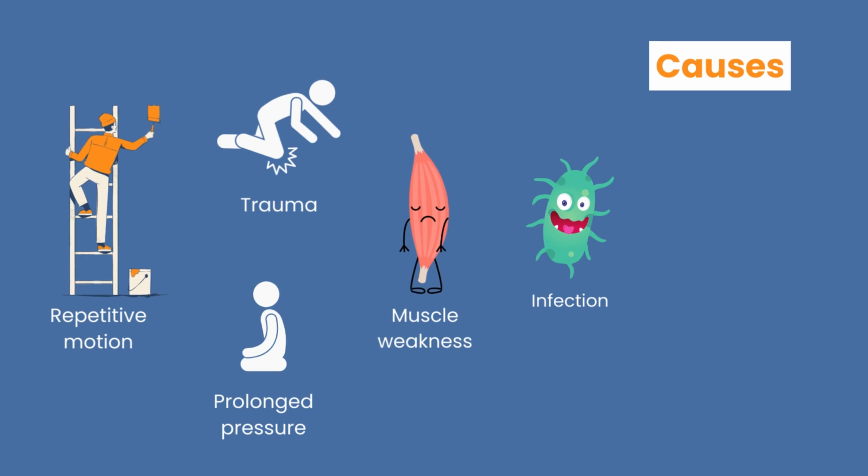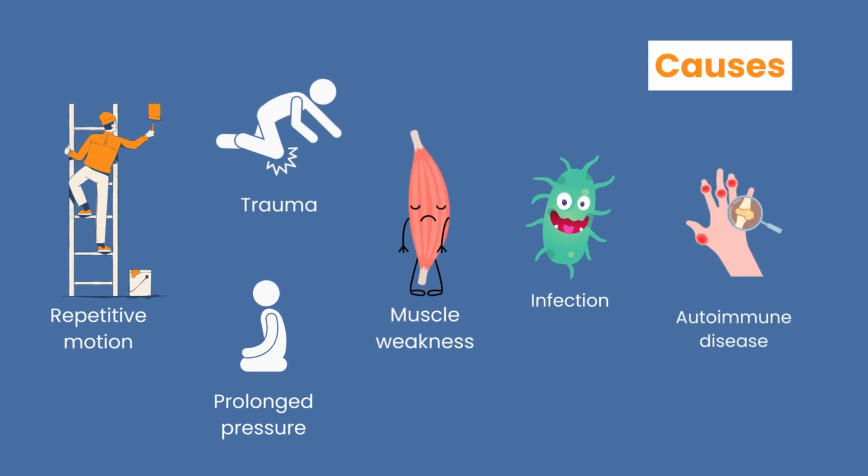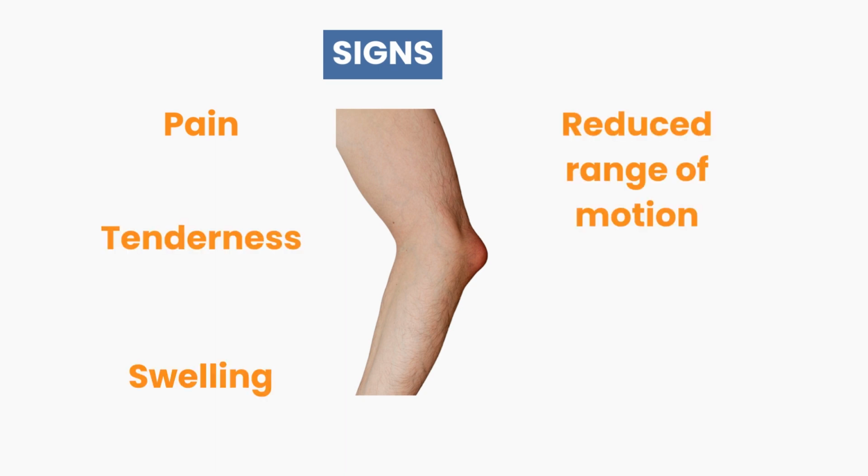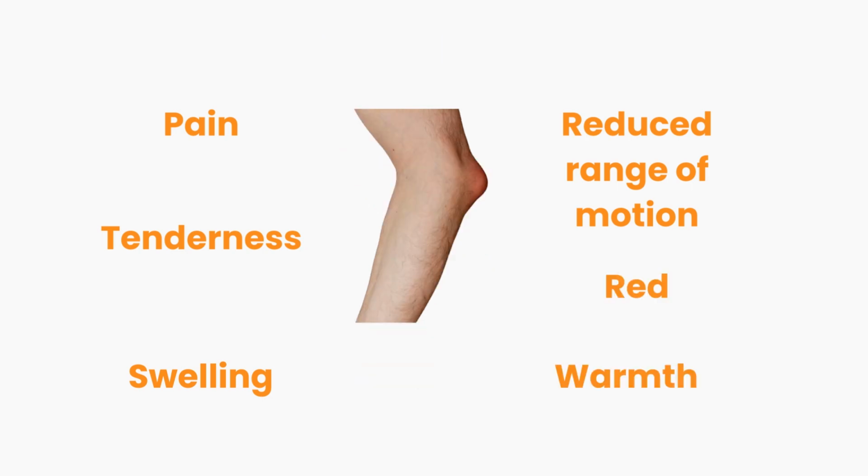Sometimes, bursitis is caused by infection, which is called septic bursitis, or by autoimmune disease, such as rheumatoid arthritis. Signs of bursitis include dull pain at the affected area, which may worsen with movement, tenderness, swelling, and reduced range of motion. The affected area may also look red and feel warm to the touch.